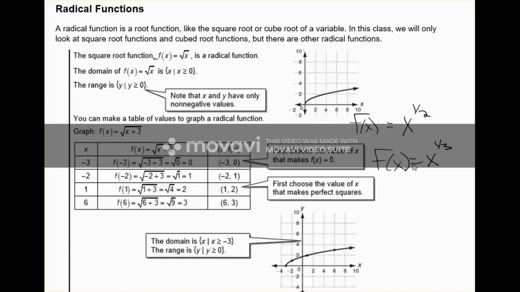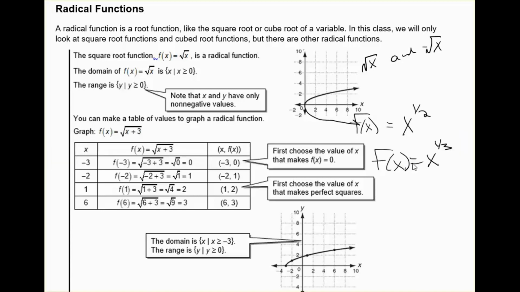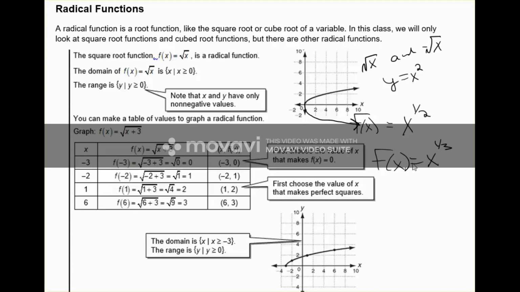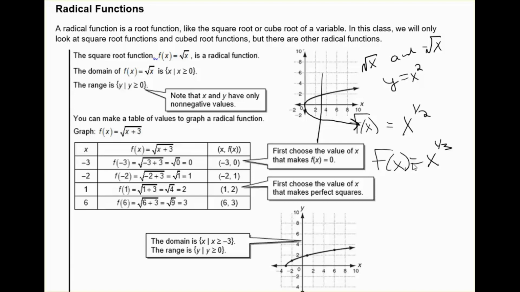This function, it's an interesting one because if you did the square root of x and at the same time negative square root of x, it would look very much like a parabola turned on its side. So it turns out that y equals x squared, if you took the inverse of that, it would look like this. However, this would not be a function because it would not pass the vertical line test. But if you just look at a piece of it, which is what we're doing, then you have the square root function, which is a function.